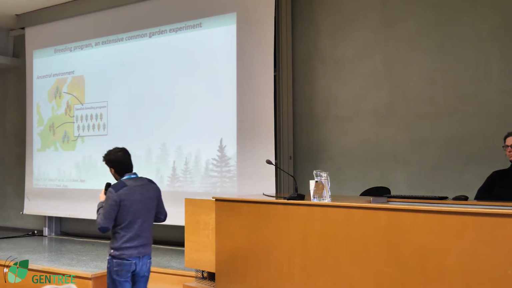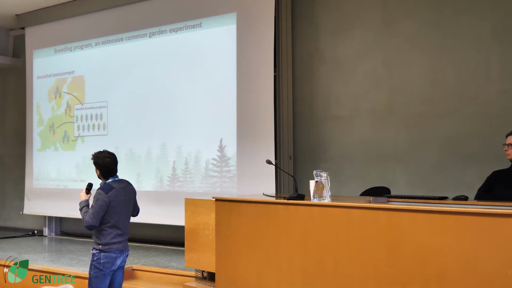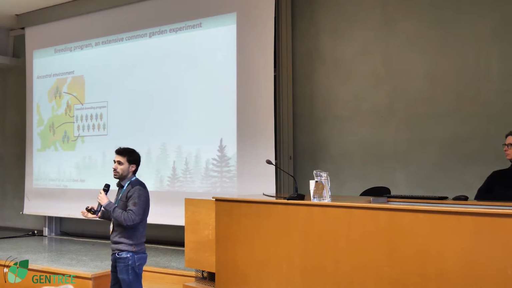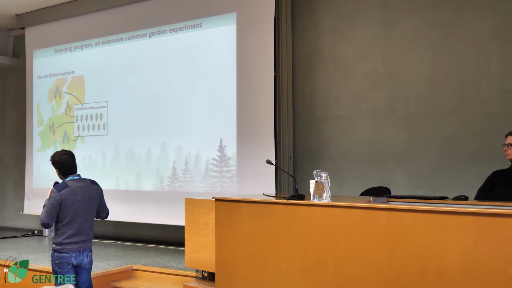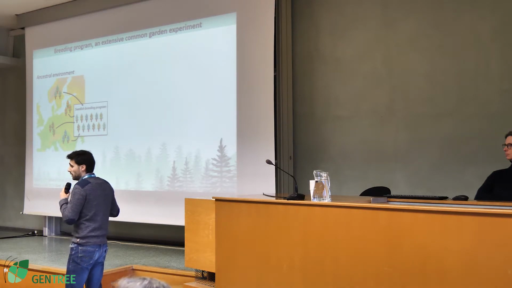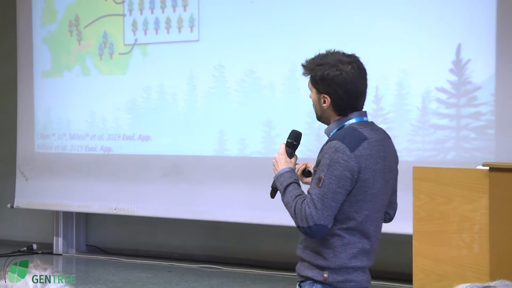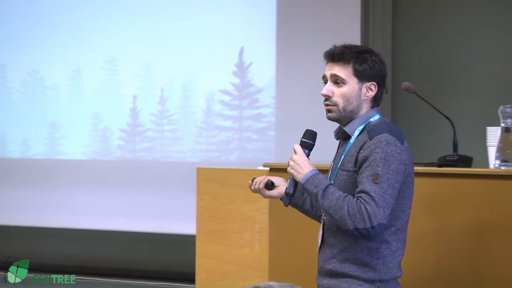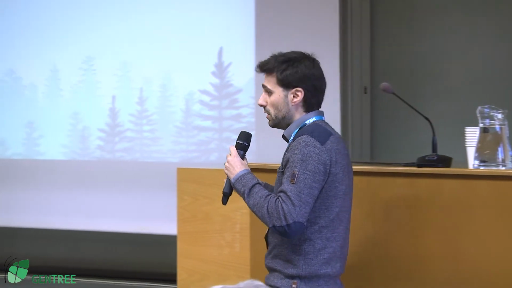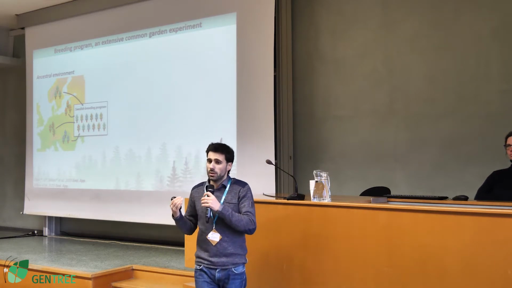That breeding program includes trees that had an evolutionary history in the whole range of the Norway spruce, right? So it means that all the trees that had an evolutionary history in different environments were planted in the same single environment. And this will allow us to disentangle the effect of the environment and the effect of the genetics on the phenotype. The basic idea is that if there are differences in phenotype, it is due to the genotype and not due to the environment.